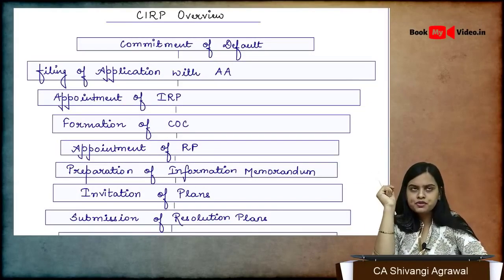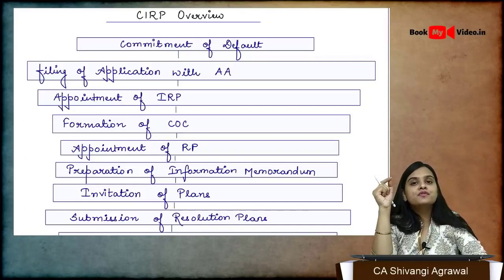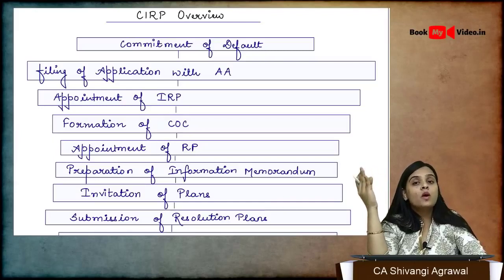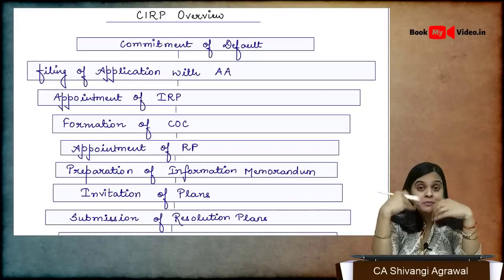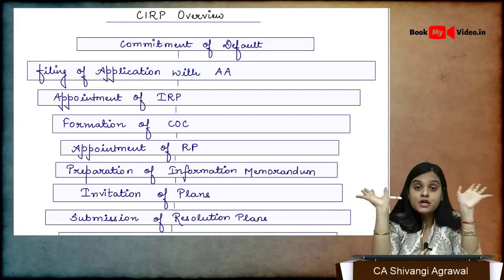One important thing, the provisions for insolvency and liquidation of corporate debtors shall apply only when the minimum amount of default is 1 lakh. The government can go up and prescribe this amount up to 1 crore, and the government has actually prescribed the amount to 1 crore.